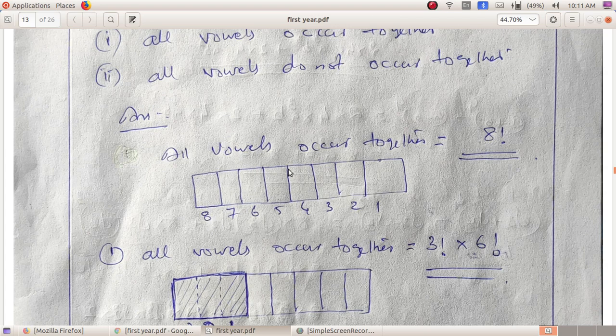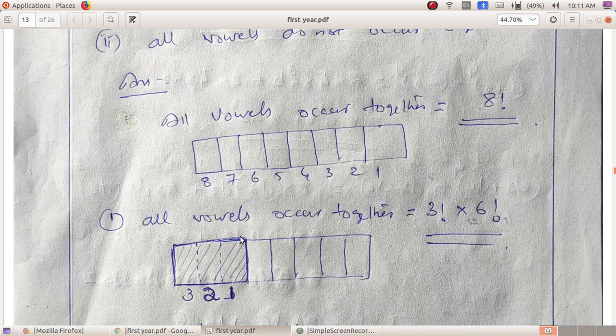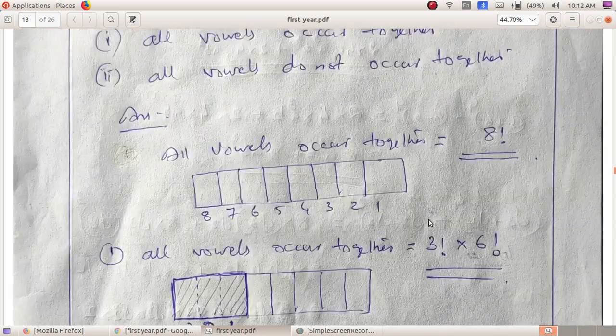So there are 3 vowels A, U and E that are occurring together. From the 3 vowels, first you can fix any of the 3 vowels here. Then after fixing this column, you will have only 2 choices. After fixing these 2 columns, you will have only 1 choice. Then 3 into 2 into 1, that's 3 factorial. Then how many columns are here? 1, 2, 3, 4, 5, 6. These 3 columns can be taken as a single column. So it is 6 factorial. So all vowels occur together means 3 factorial into 6 factorial.